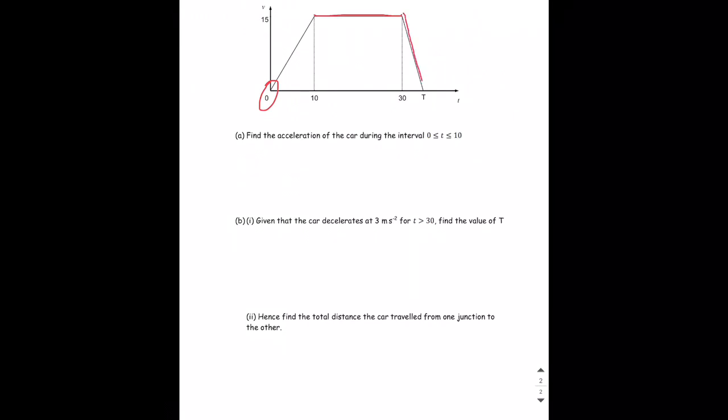Then decelerated, coming to a stop there. We don't know how long that took, from 30 seconds to however long, but it then came to a stop, I'm assuming, at the other junction. Okay, find the acceleration of the car during that period of time.